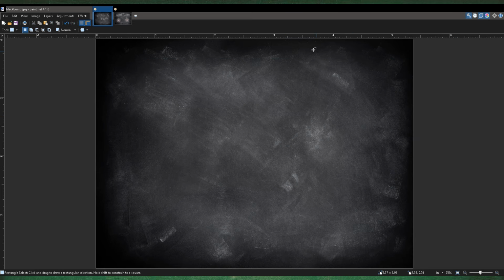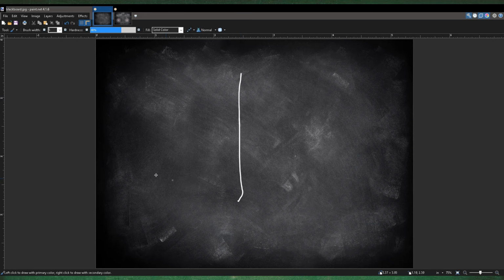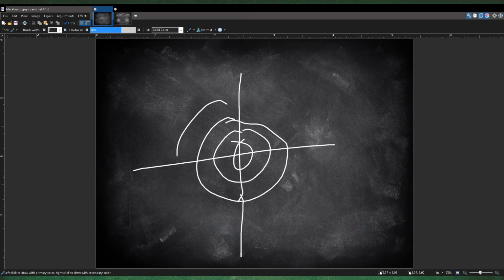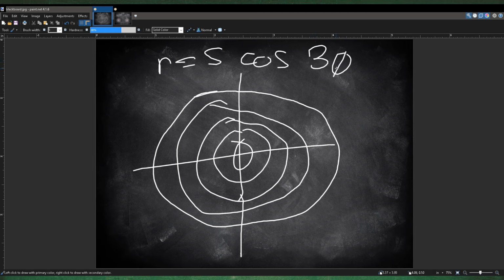Usually the roses are the easier ones to graph. What I usually do for these types of graphs is, let's say we have something like this. Sorry, let me make this longer. Circle, circle, circle, and another circle. And you're given an equation. Let's take for example r equals 5 cosine of 3 theta.